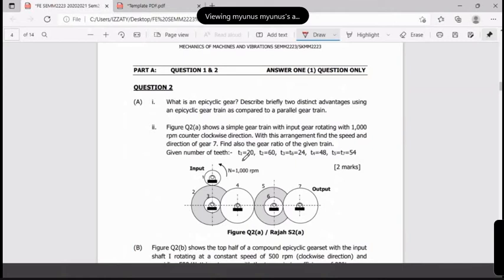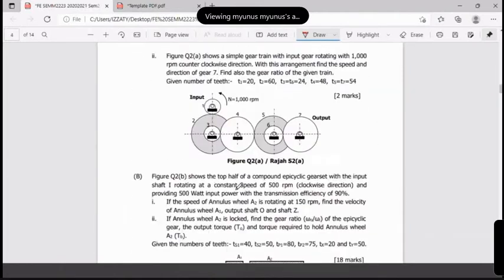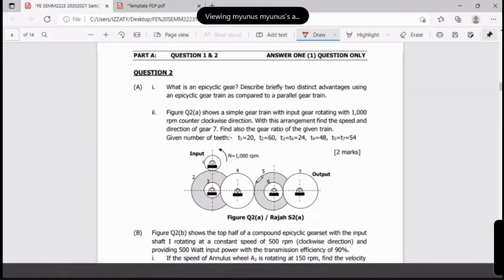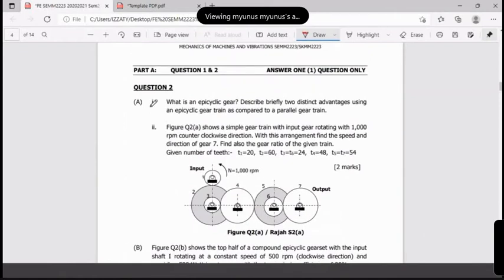This is the other question for the gear system. If you choose this one, you don't have to choose this one. You don't have to do this one. But if you are keen to do this one, it's not very difficult anyway. So look at part A.